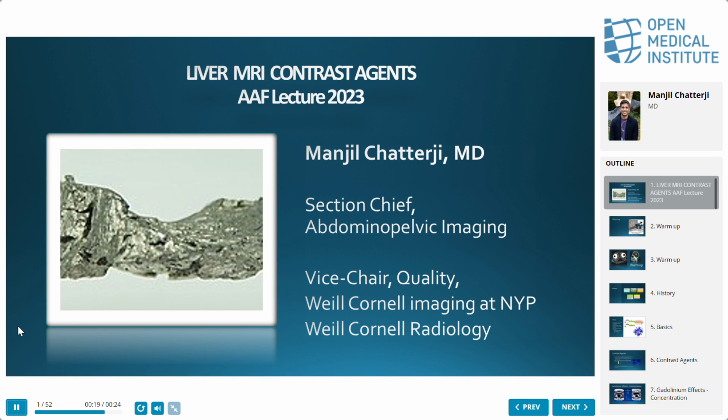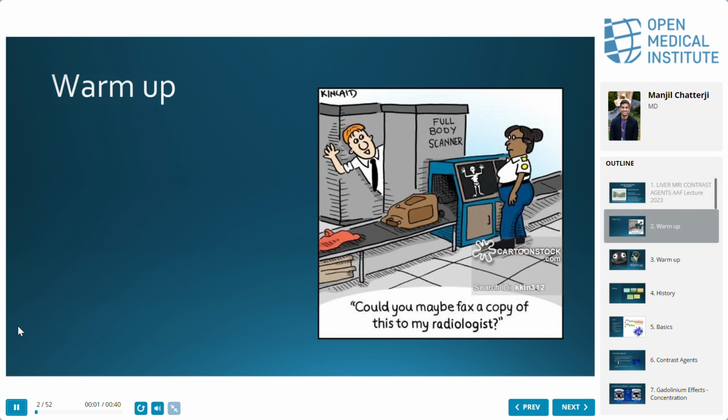Okay, perfect. So today we'll be talking mostly about gadolinium, which is this structure. This is not the most exciting topic, so maybe we can warm up a little bit.